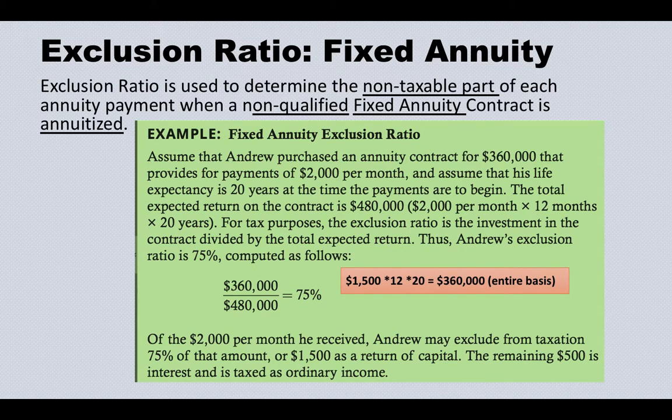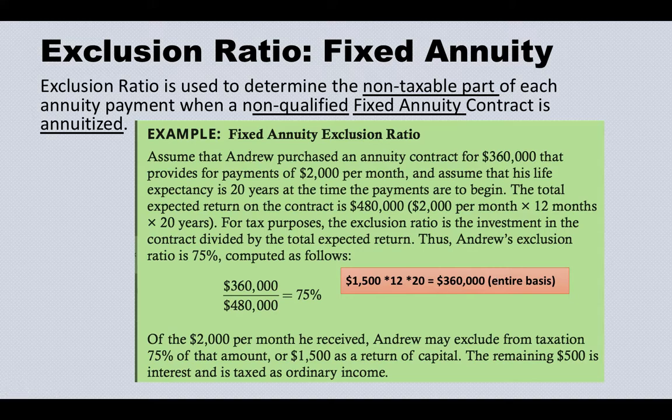Then we want to look at it this way. Each month I get $1,500 that is not taxed. Annually, I multiply by 12. Then I multiply by 20, so 20 years. That gives me a total amount of $360,000. So you can see here, when you do this with this life expectancy of 20 years, you will get all your basis, your original capital, back, right?